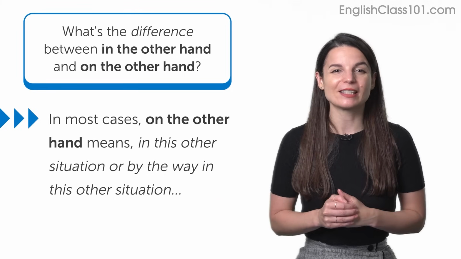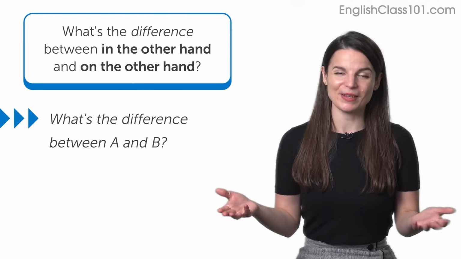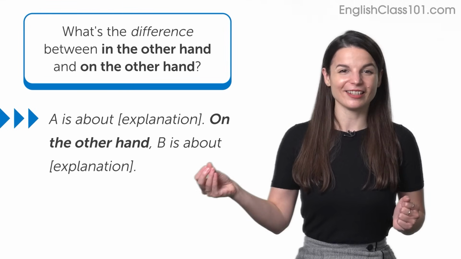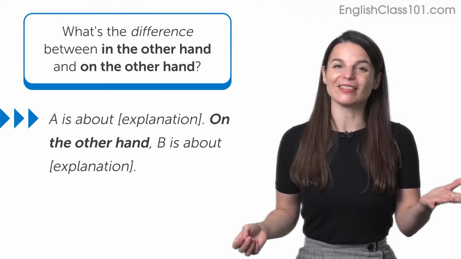For example, if someone says, what's the difference between A and B? I might say, A is about this and this and this. On the other hand, B is about this and this and this.